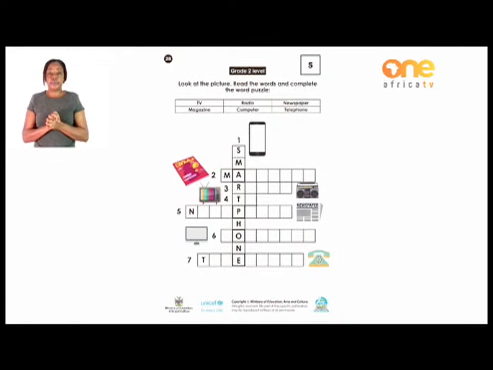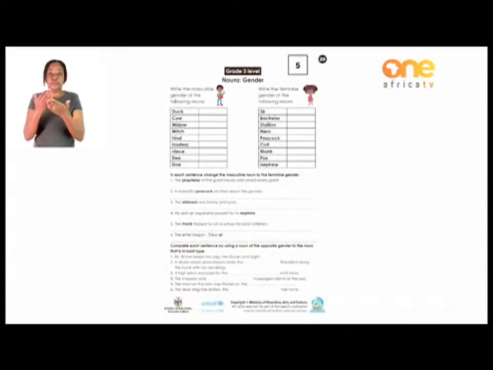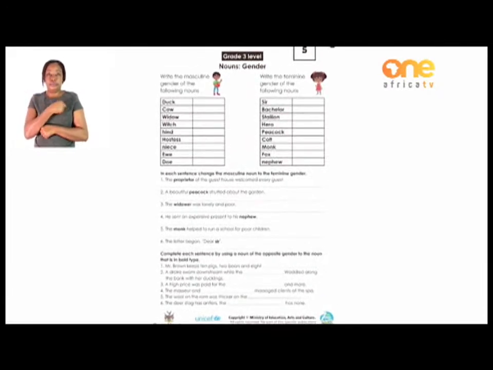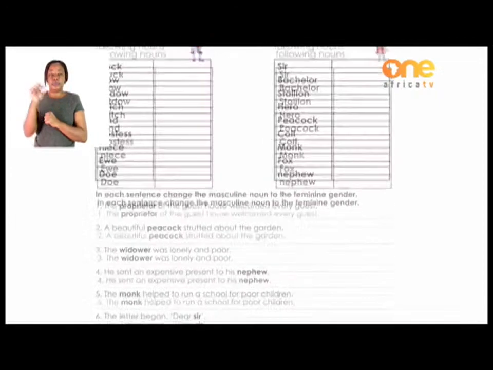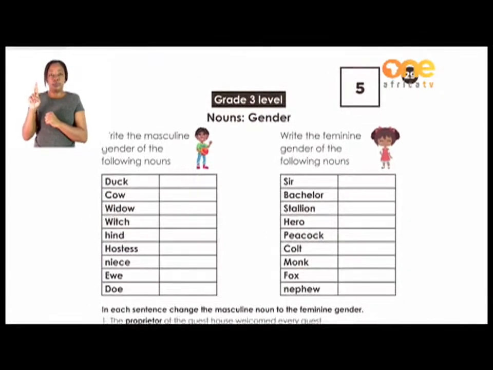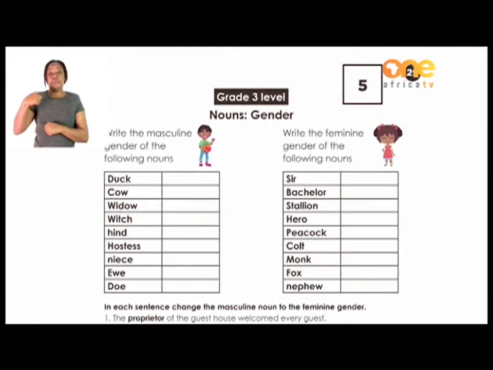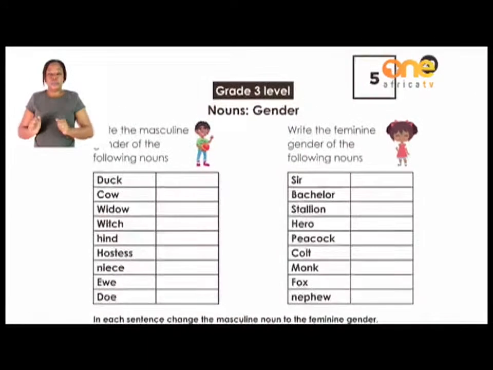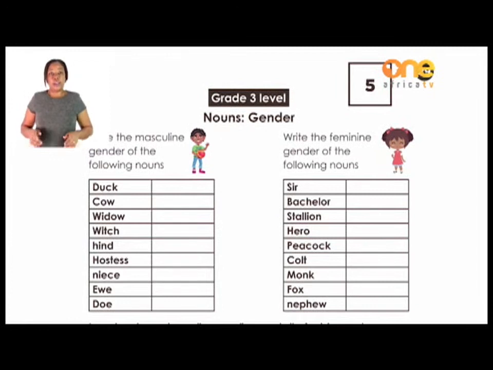Now I'm going to take the grade 3s over to page 29. Okay, so on page 29, we are going to look at gender. What is gender? Okay, gender is the state of being male or female, whether you are a girl or you are a boy. That is what we call gender. Okay. All right. So now let's look at the words that are following.